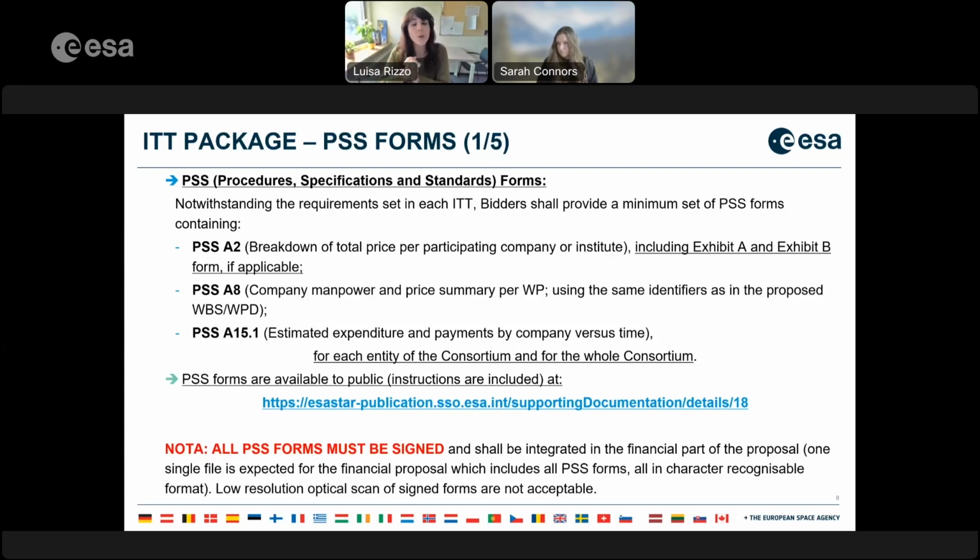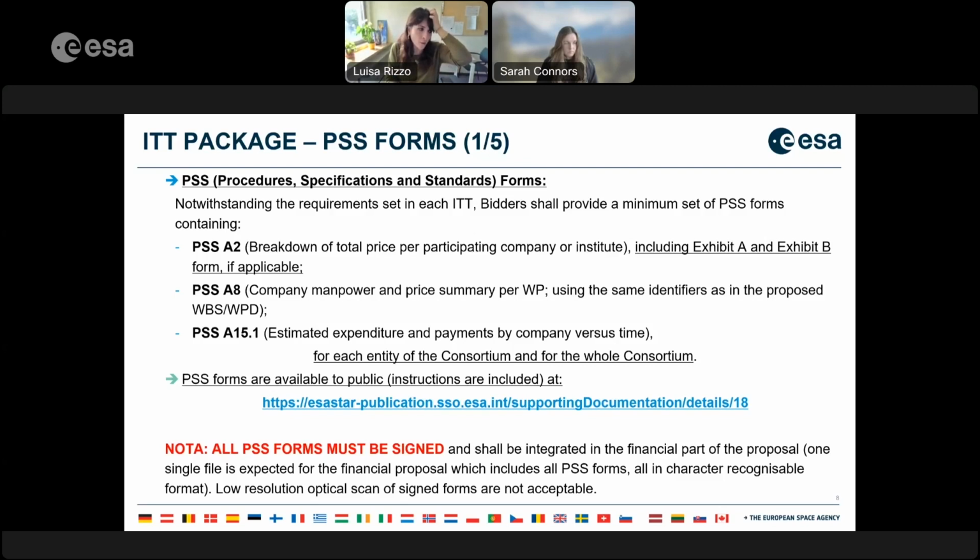The suggestion I give you is to mention it in the proposal. So in the financial proposal, if you don't attach the PSS forms right below the end of the financial proposal as an annex or appendix or whatever it is, please make sure you inform ESA of this attachment.